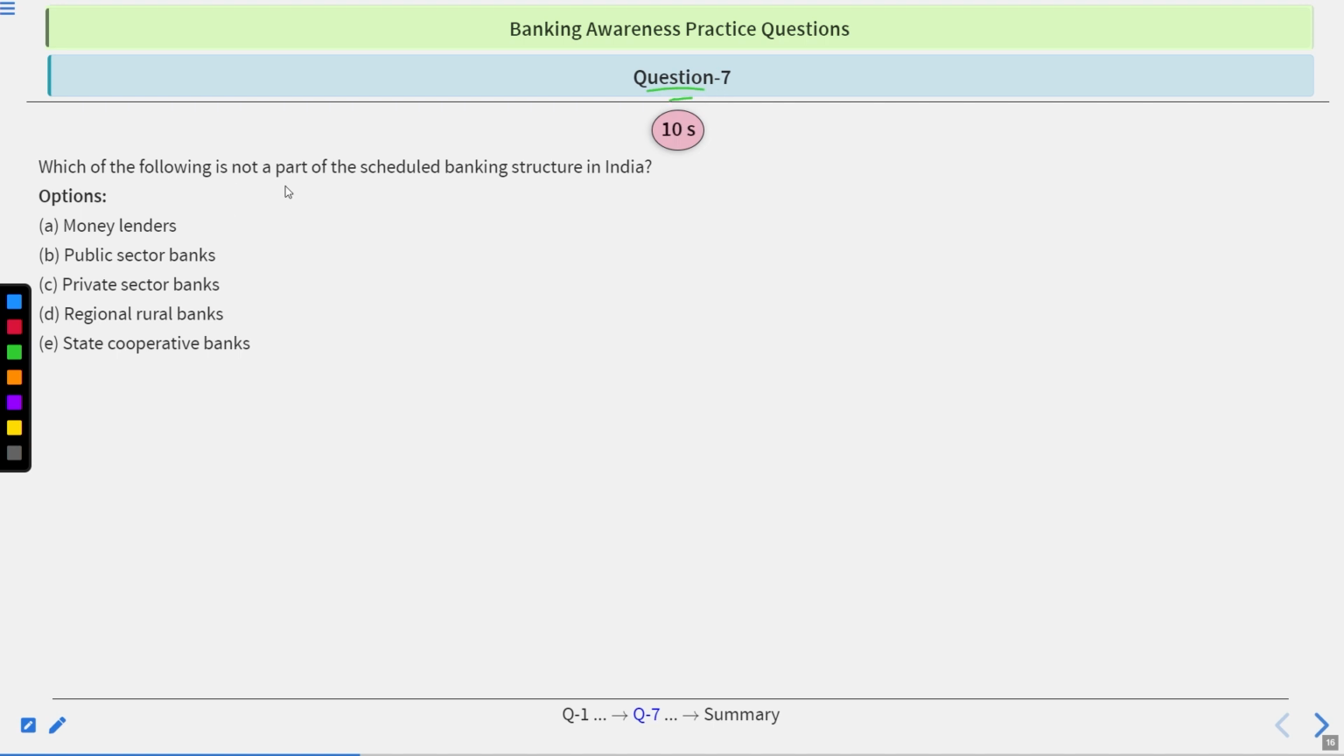Next question is question number 7. Which of the following is not a part of the scheduled banking structure in India? Money lenders, public sector banks, private sector banks, regional banks, state cooperative banks. To answer this, again you will have 10 seconds. Time starts now.